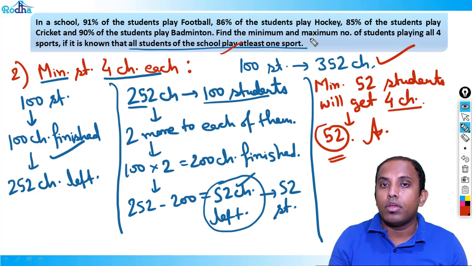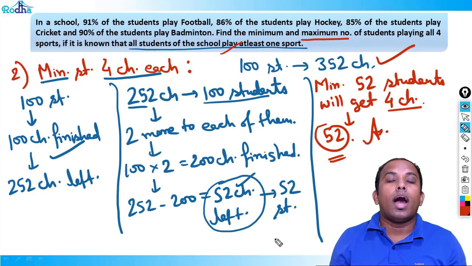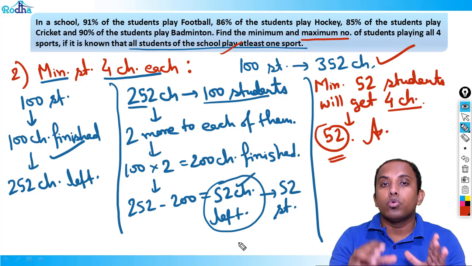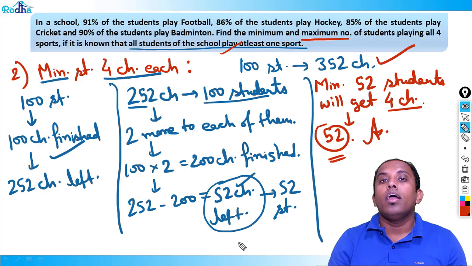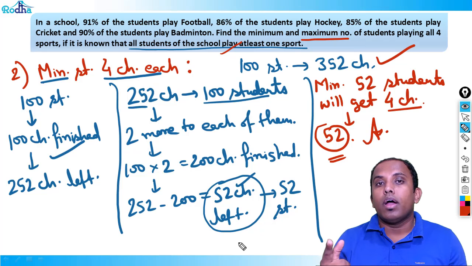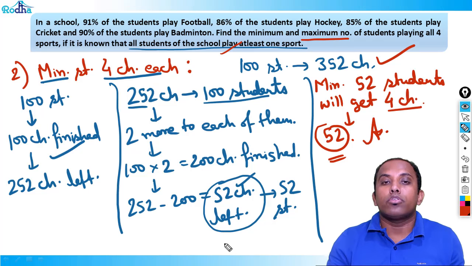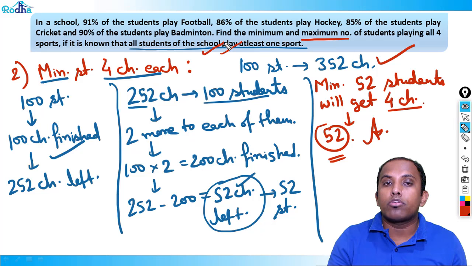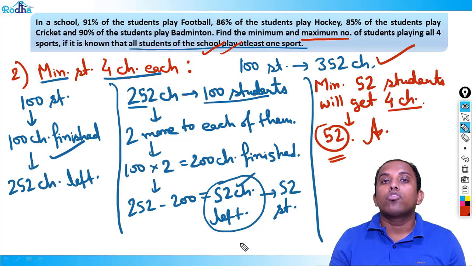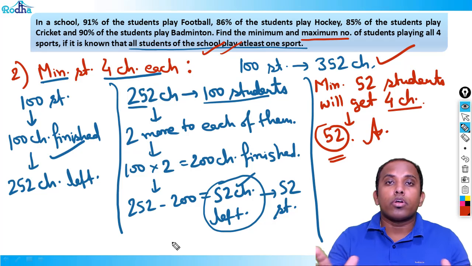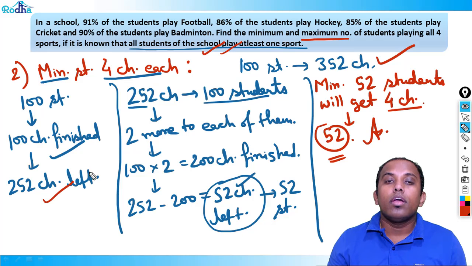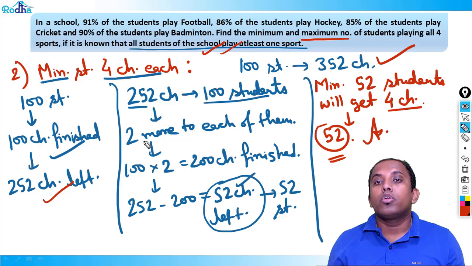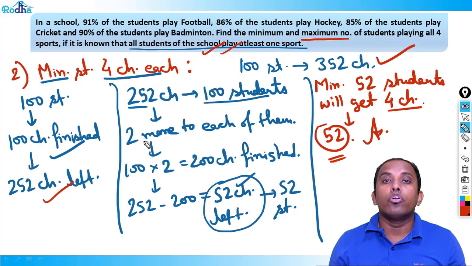For minimum, again the same thing. Out of 100 people, I have to distribute 352 chocolates. To each student I can give 1 chocolate initially to satisfy the minimum condition that all students play at least 1 sport. So 100 chocolates finished, and I am left with 252 chocolates.